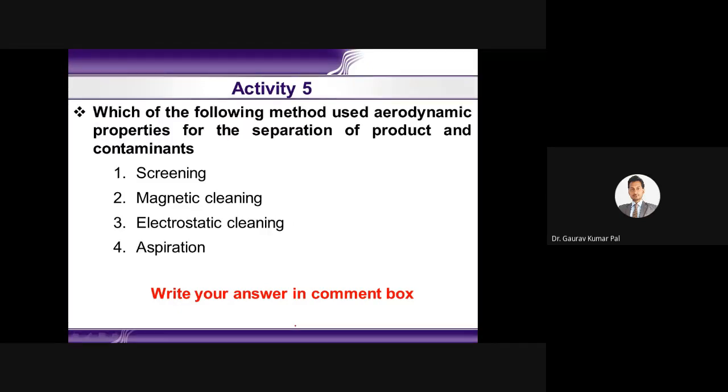So what could be the answer for that? Write in the comment box what the correct answer is. Reply, everyone. Okay, whoever has replied, if you have any question, you can ask me now. Otherwise, you can move on to the next class.